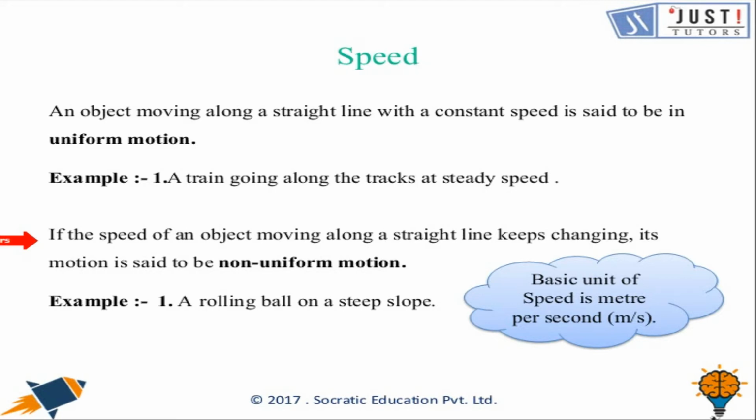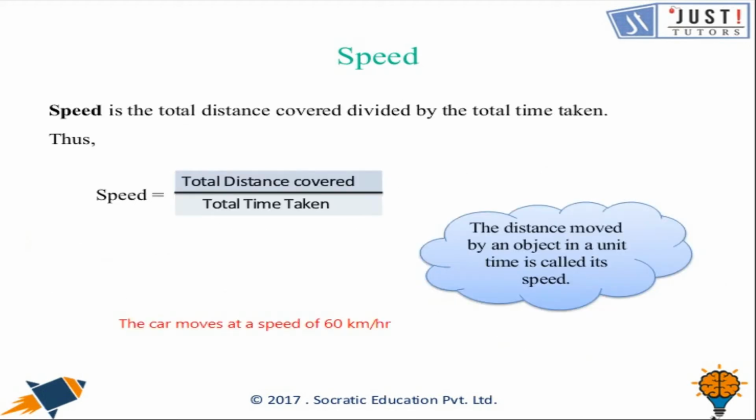The basic unit of speed, given here in the think bubble, is meter per second. This comes from the formula that we just learned. Total distance covered is calculated in meters and the total time taken is calculated in seconds. So that makes the unit meters per second.